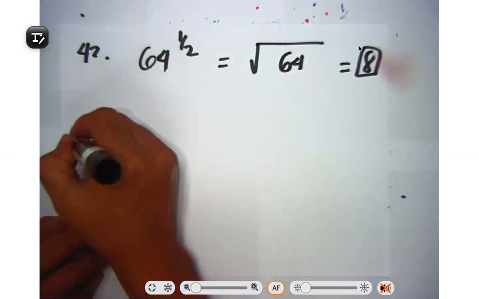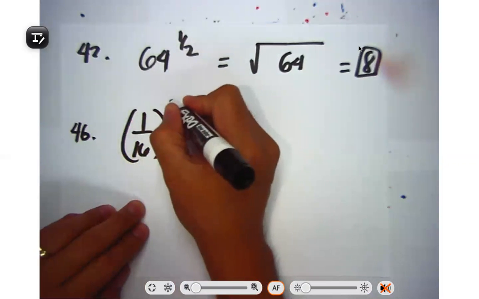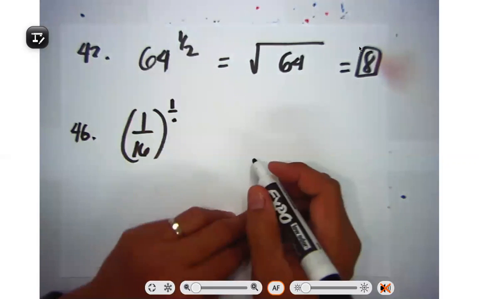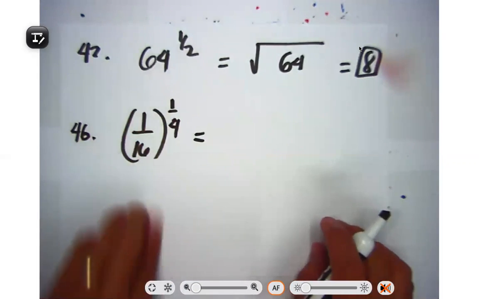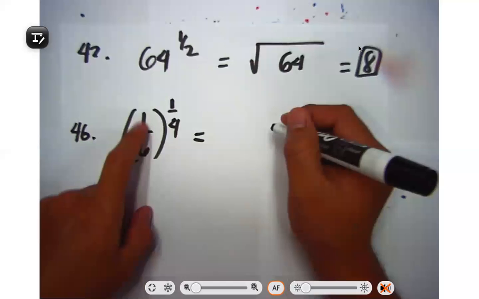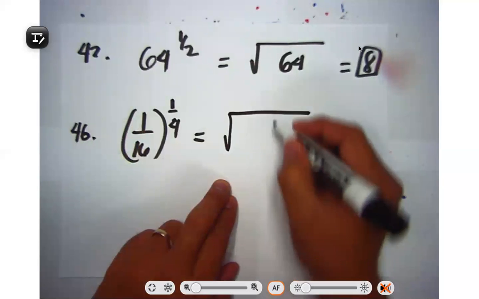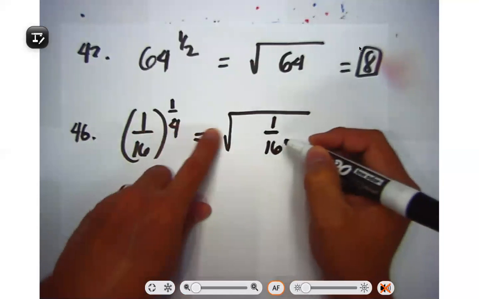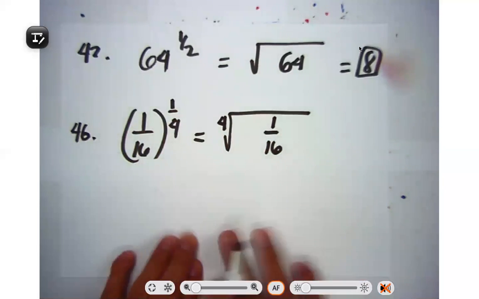You have 1/16 raised to 1/2. But I think I saw 1/4 a while ago. Okay, let me just use 1/4. Okay, 1/16 raised to 1/4. Never mind the number. You can rewrite this as 1/16 goes inside, 4 goes here, and then 1 goes in the exponent of 1/16, but no need to write that.